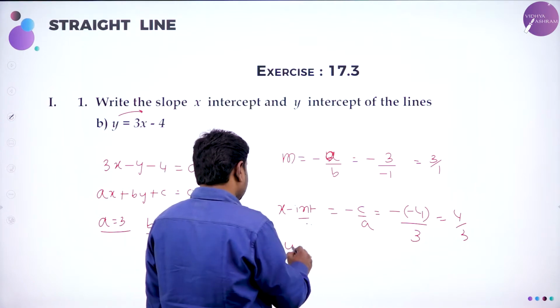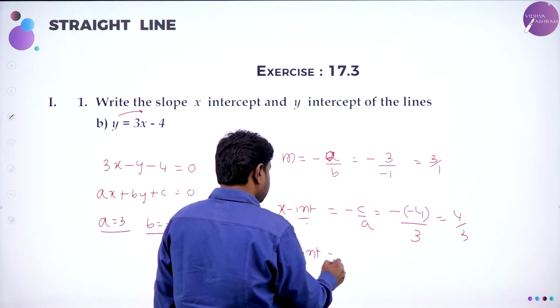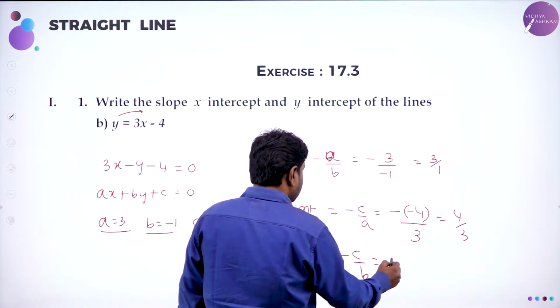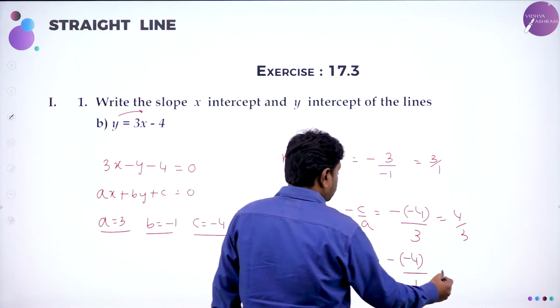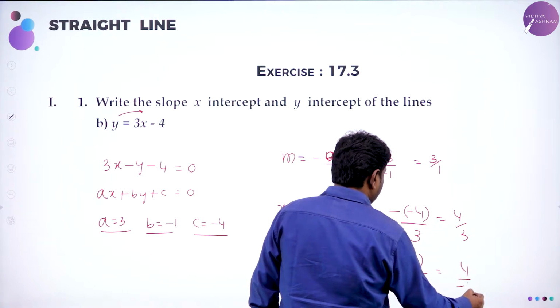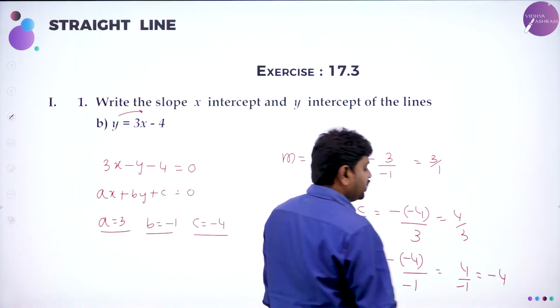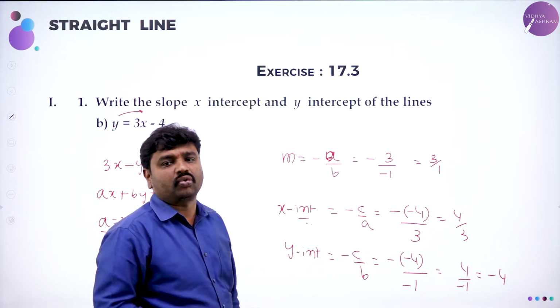And y-intercept. Y-intercept means point on y-axis. Minus c by b. Minus of minus 4 by b. B is what? Minus 1. So it will become 4 by minus 1. 4 by minus 1 is minus 4. So y-intercept is 0 comma minus 4.